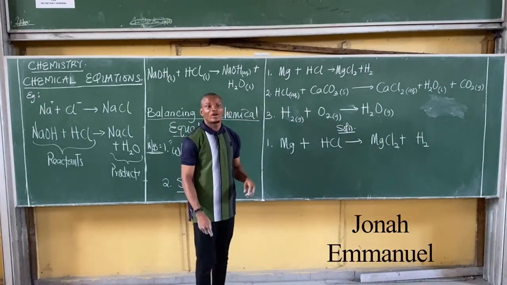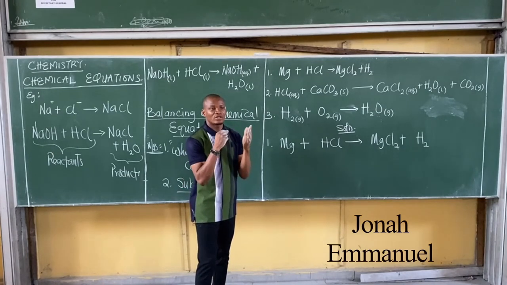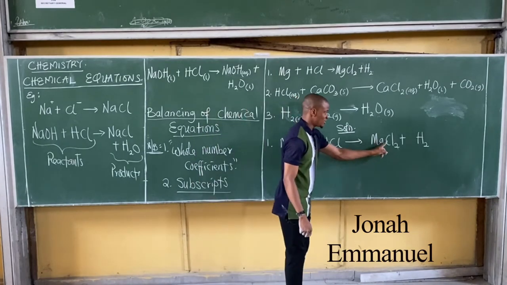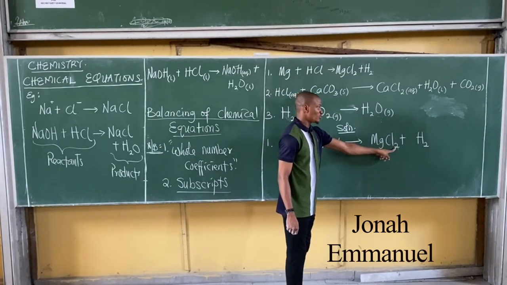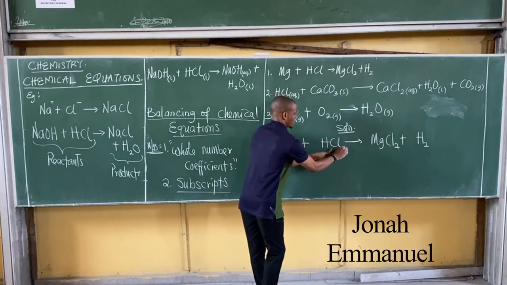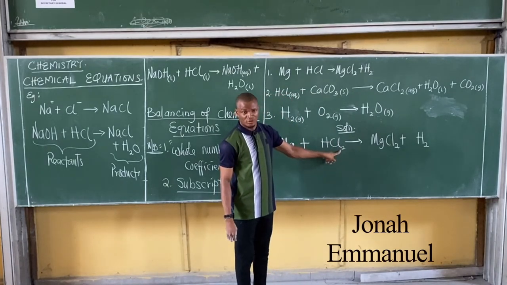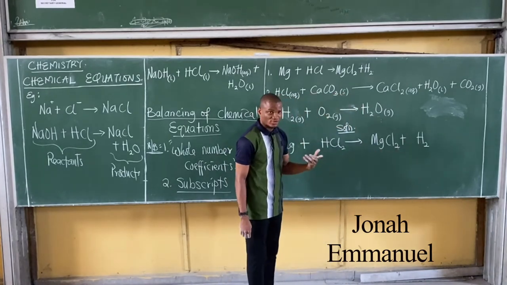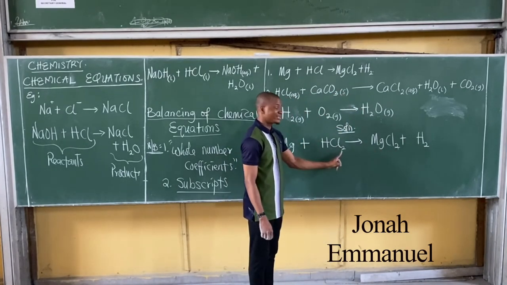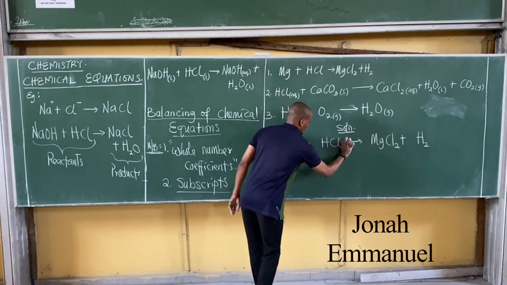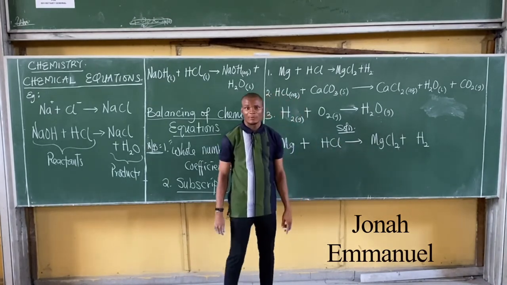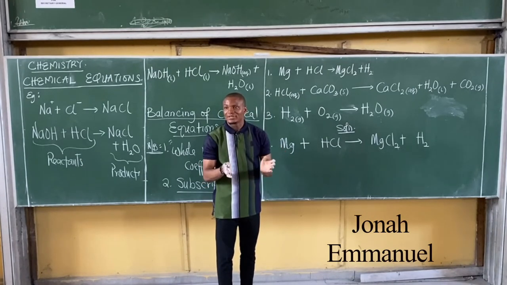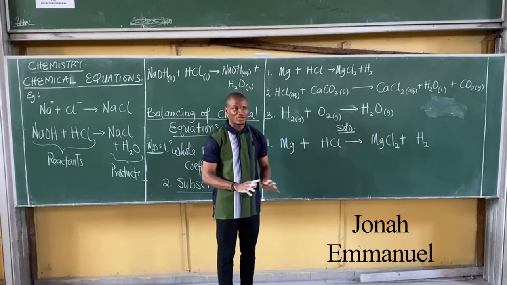But two, when it comes to balancing equations, I don't add subscripts. You come here, you see there is MgCl2, the two here. To balance, you don't say this is HCl2, this will be wrong. You don't add subscripts. These ones are called subscripts. You just hold on to coefficients. Why it's wrong is because when you add a subscript, you form a compound that does not exist.